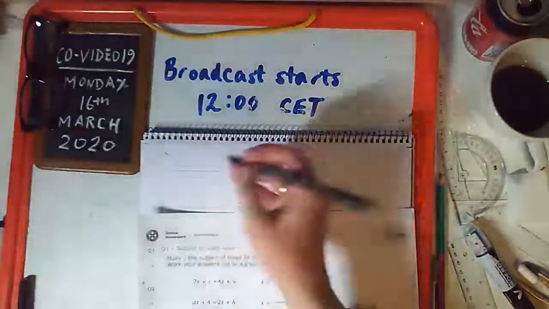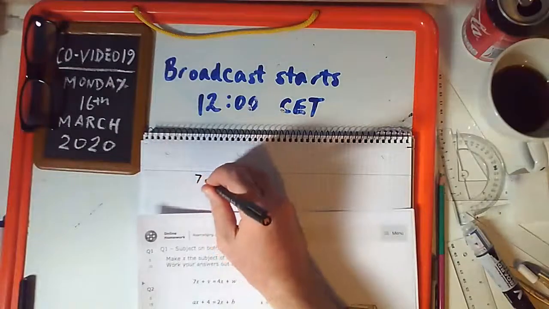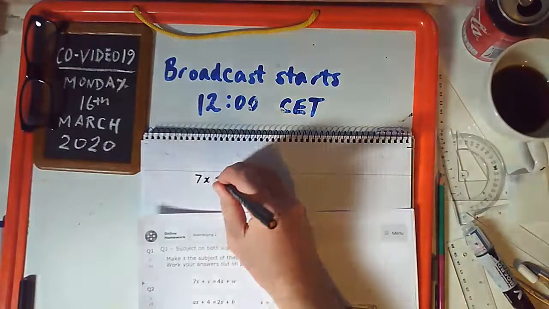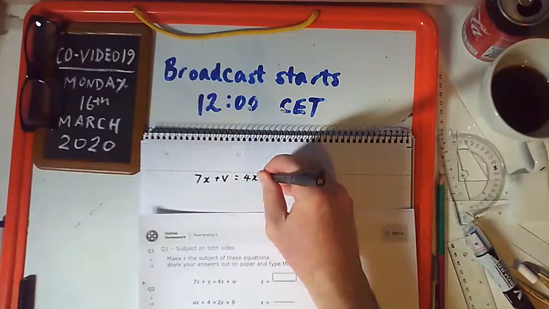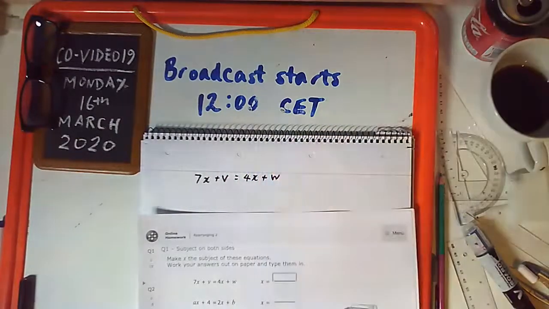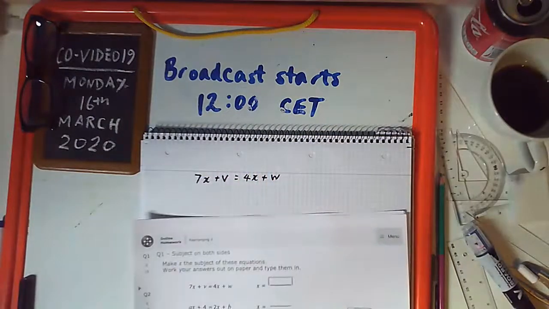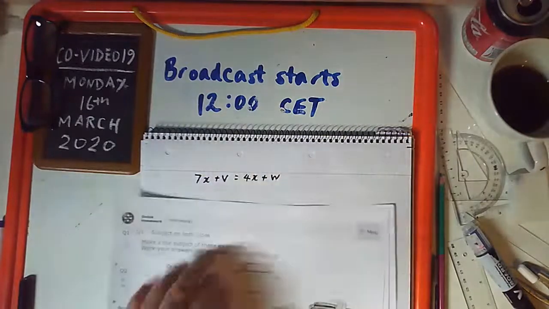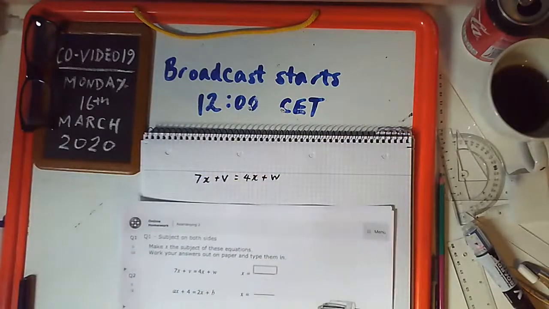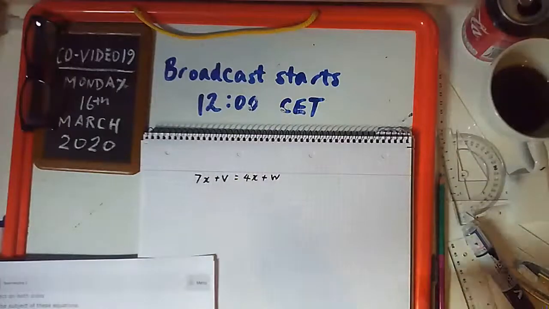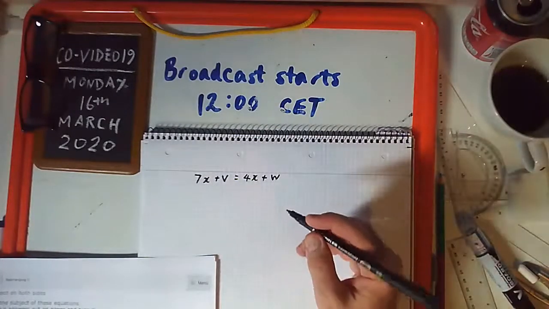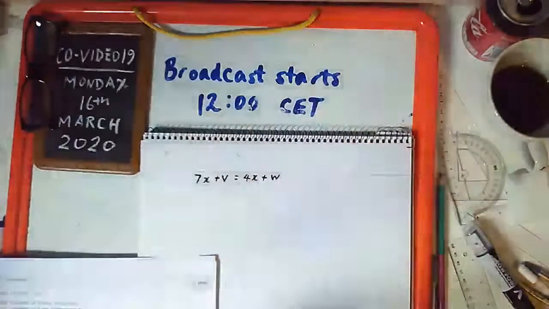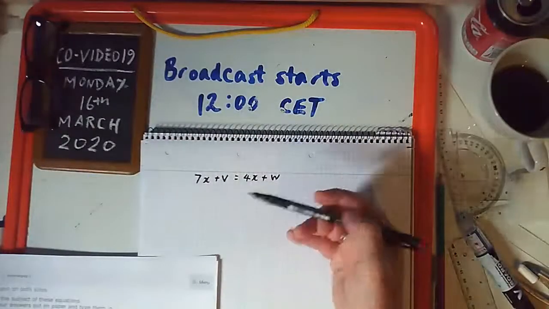So my first one says 7x plus v equals 4x plus w. And I've got to rearrange that as x equals something with all the other letters in. So with the x on both sides, the first thing I ought to be thinking about doing is how much x can I take away from both sides?